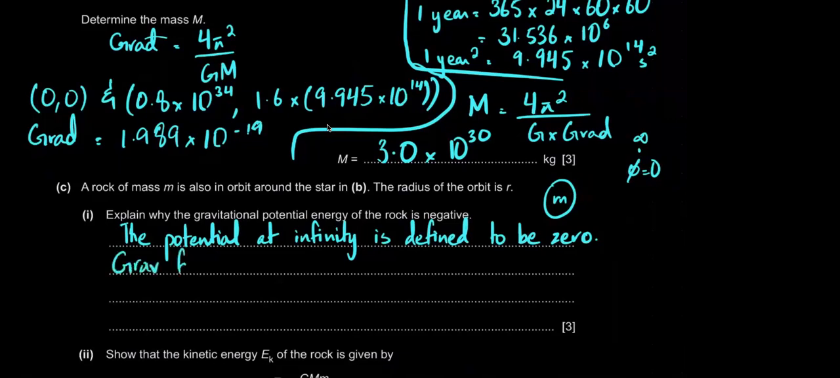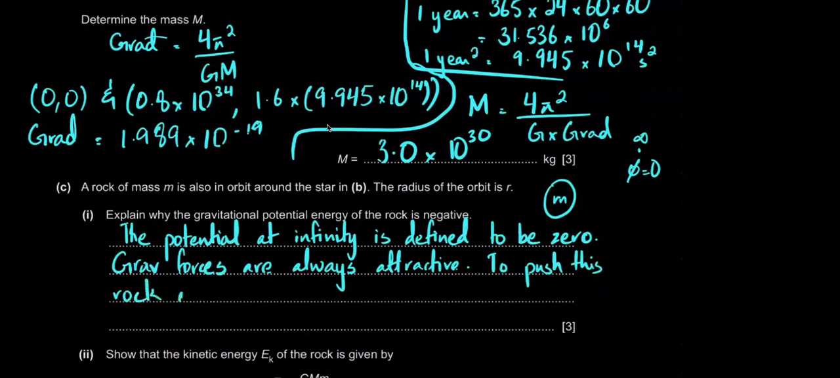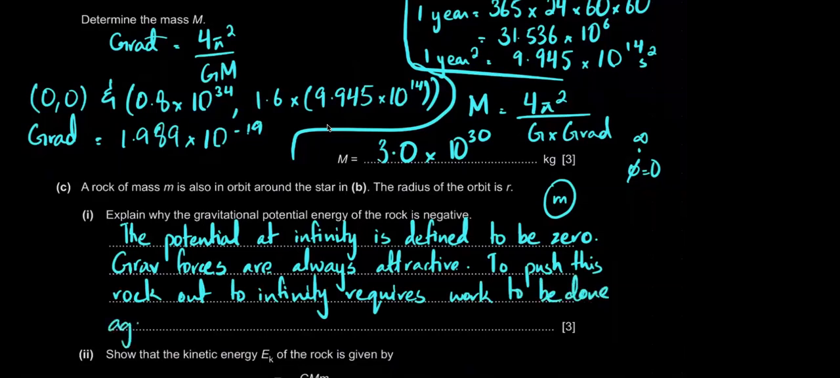Next, gravitational forces are always attractive. To push this mass, to push this rock out to infinity, requires work to be done against gravitational forces, right? So that's why the gravitational potential energy is negative. I adopted the path where we talk about a mass being pushed out to infinity, but again, you could also write a path where you say that the mass is being brought into the field from infinity.